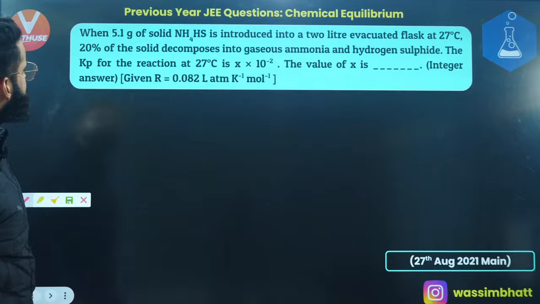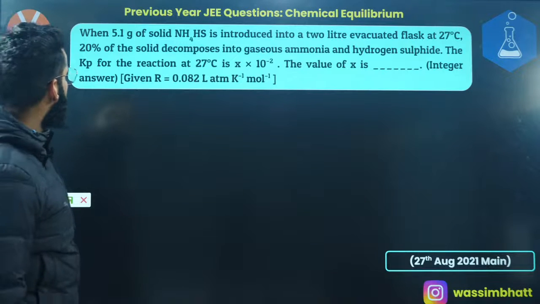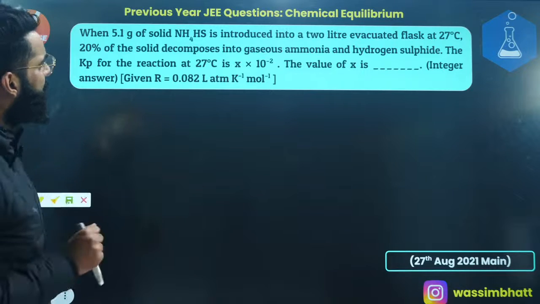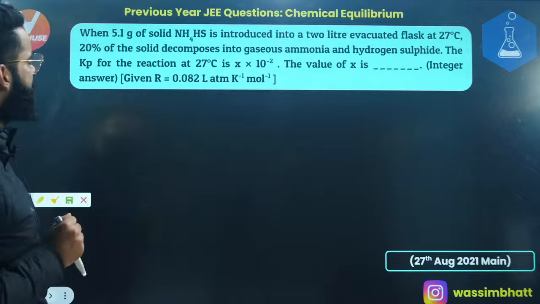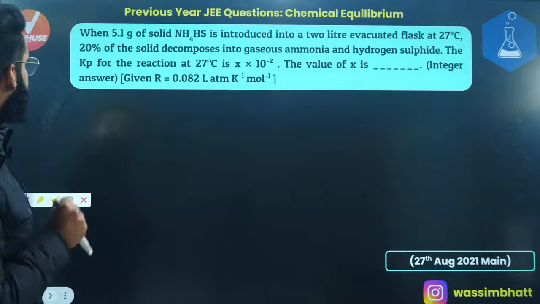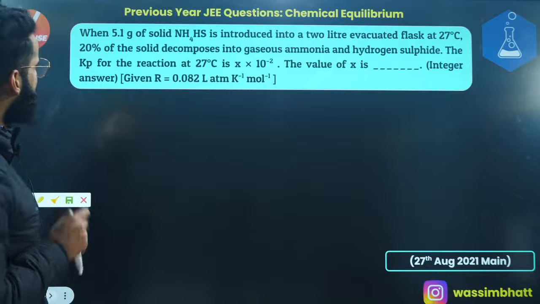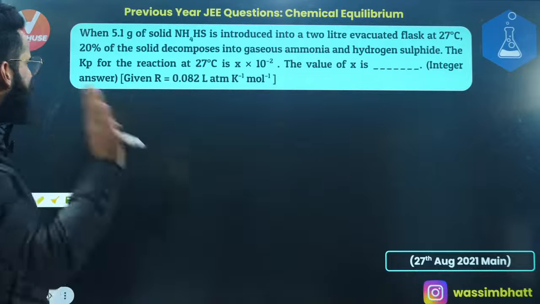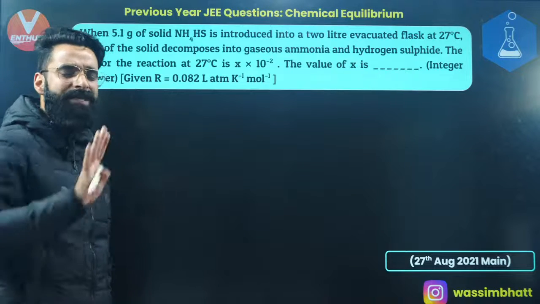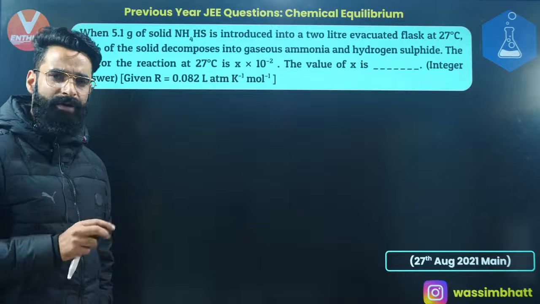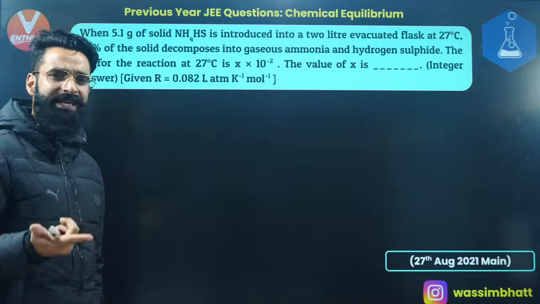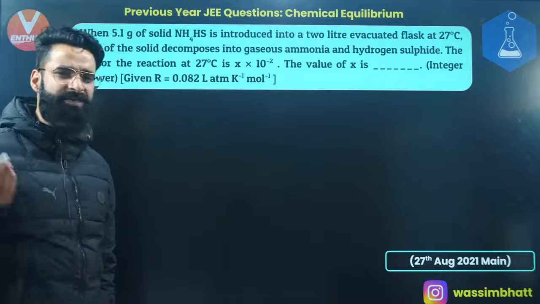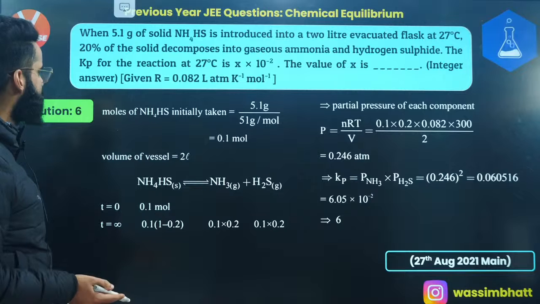As per the question, when 5.1 grams of solid NH4HS is introduced in a 2-liter evacuated flask at 27 degrees centigrade, 20% of the solid decomposed into gaseous ammonia and hydrogen sulfide. The Kp for the reaction will be? There are many ways by means of which we can approach the question. First, you can calculate Kc. Once you get Kc, then you can write the relation Kp is equal to Kc (RT) raised to delta Ng. That is one of the simplest ways to solve this question.